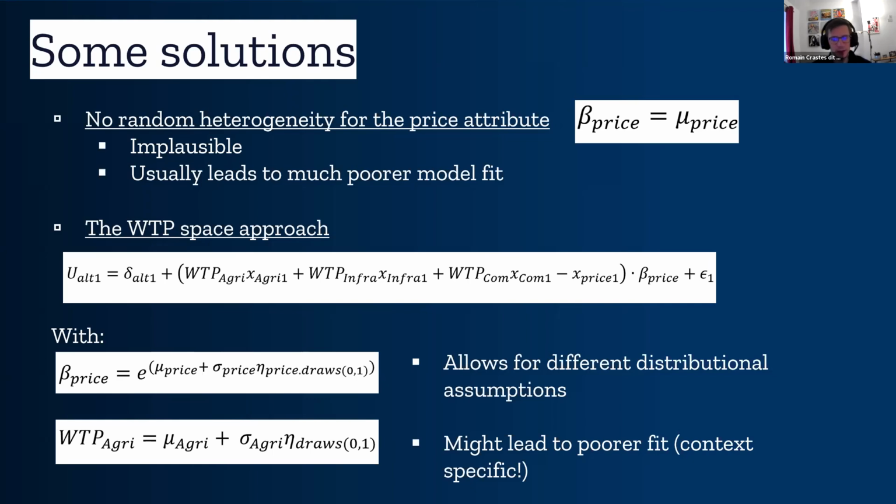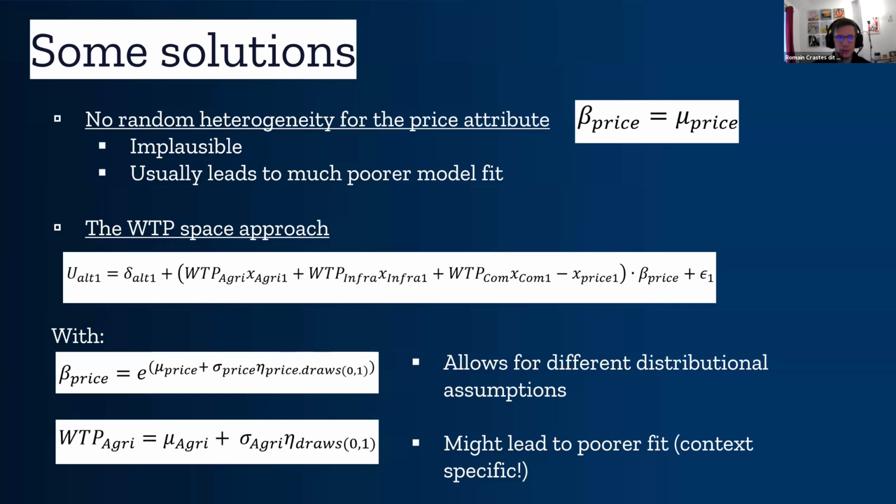Okay? The thing which is great about this method is that it, again, allows for different distributional assumptions. And it prevents the exploding ratio problem, because you don't have to compute this ratio anymore. You estimate directly the willingness to pay distribution. However, in some contexts, and especially in non-market valuation, it might lead to a poorer fit. But this is, again, very context specific, okay?